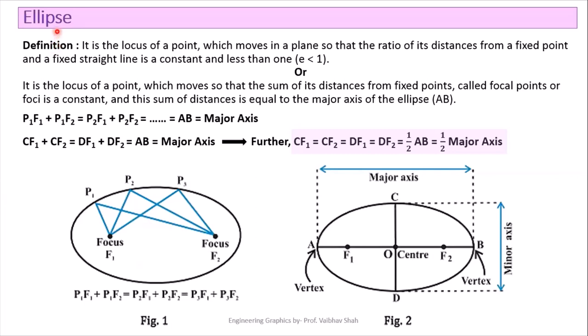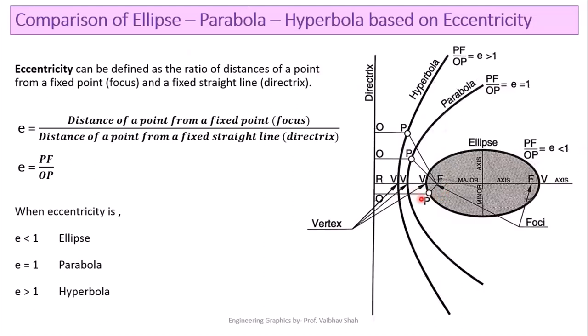Let us define the ellipse first. Ellipse definition: it is the locus of a point which moves in a plane so that the ratio of its distances from a fixed point and a fixed straight line is a constant, which is less than 1. That means we can say eccentricity is less than 1, like we have seen in the previous diagram. So it is a locus of a point which moves in a plane so that the ratio of its distances from the fixed point PF and the fixed straight line OP is less than 1 for this ellipse.